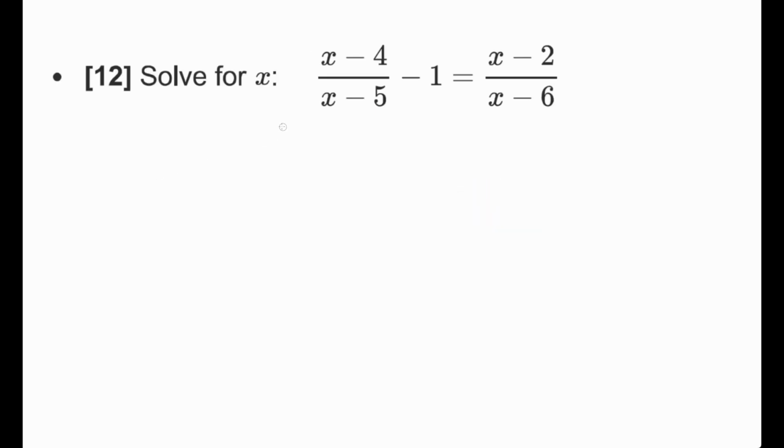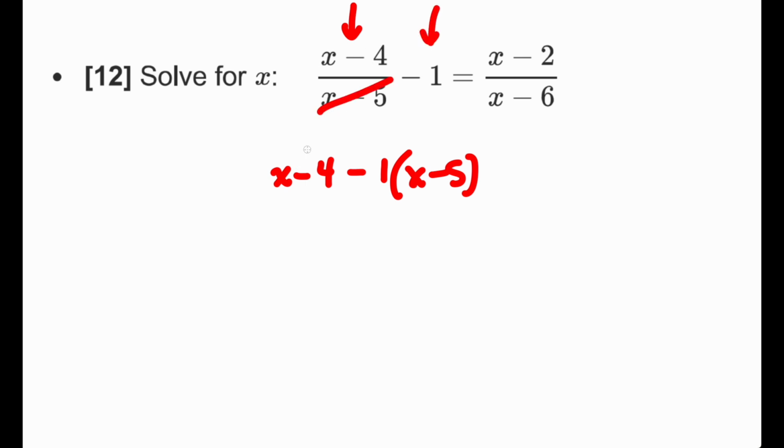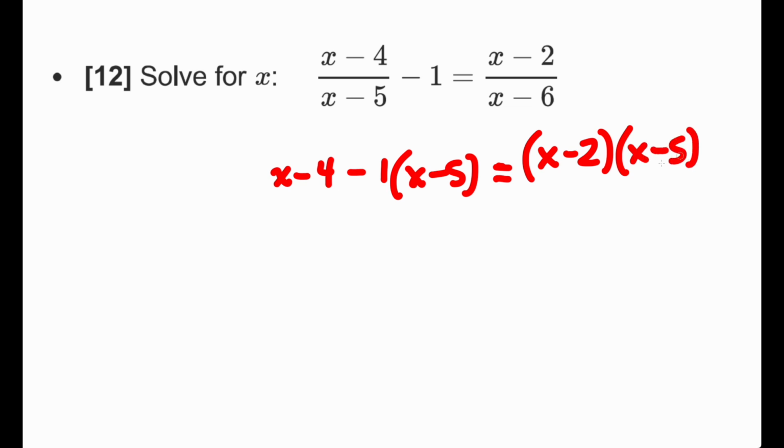All right, onward we go. We have another rational equation here. We got some fractions. Let's multiply both sides by x minus 5. So it's going to be x minus 4 minus 1 times x minus 5. So again, I'm multiplying this by x minus 5 and this by x minus 5. First one, the x minus 5 is going to cancel, so you're left with x minus 4. The 1, it's just going to be times x minus 5, so that's why it says 1 times x minus 5, is equal to x minus 2 times x minus 5. And we're still dividing by that x minus 3 there because we haven't canceled it yet.